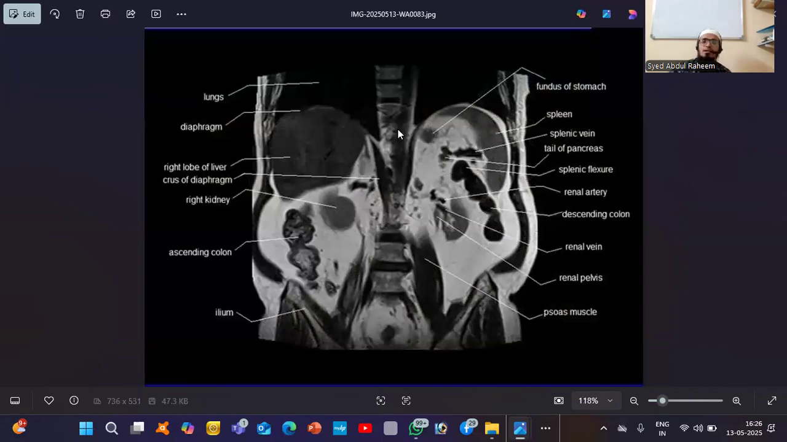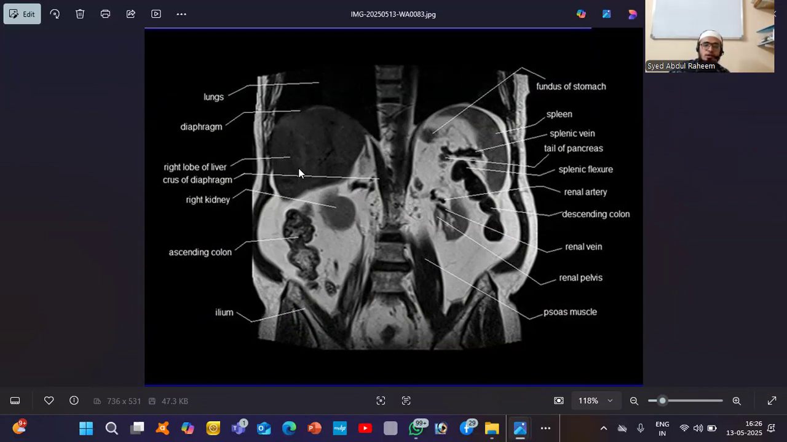This is the coronal section. That is the lateral section. Likewise, you will get the front view. From the front part, we are cutting like this, cutting the anterior part, middle part and posterior part. These are the lungs, diaphragm.